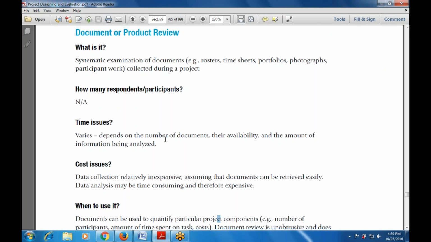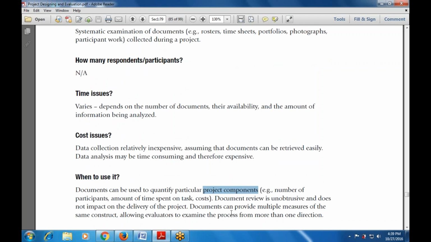Now, when to use it? That means when to use the document review. Documents can be used to quantify particular project components, whatever the project component, such as the number of participants, the amount of time spent on the task, then cost. Whatever the number of tasks, whatever the project components used with the document review. Then, the document review is unobtrusive and does not impact on the delivery of the project.